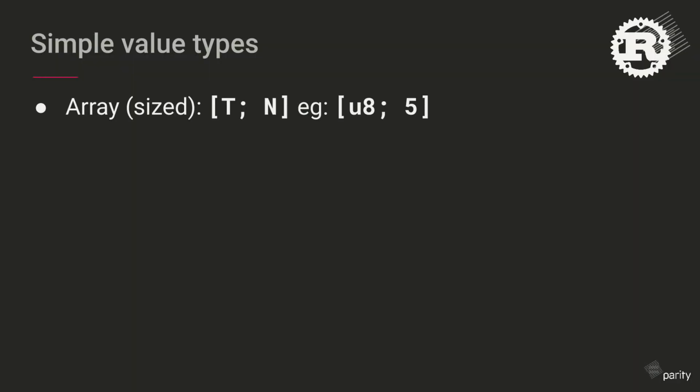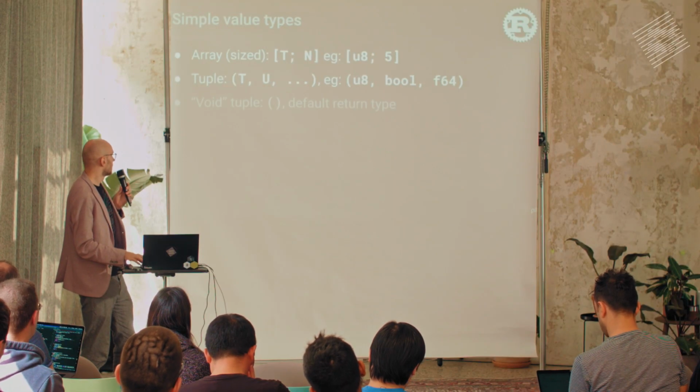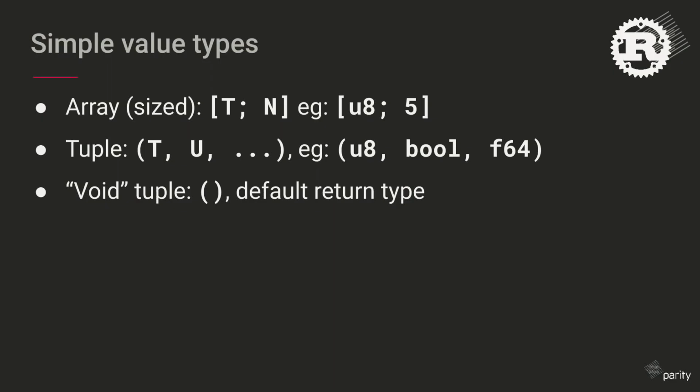Okay, arrays. Simple value types. Arrays are very simple, it's basically like a vector, but they're not growable, so they're fixed size. You define the size in this notation, so there is a type and there is how many of the type there are. There are tuples, which are similar, a list of things, but the things can be different, so you can have a list of a byte, a boolean, and a float. And you index them by a dot number, basically. And there is also the void tuple, which is the void type in C. It's basically an empty type, which is also the default type that is returned by functions.